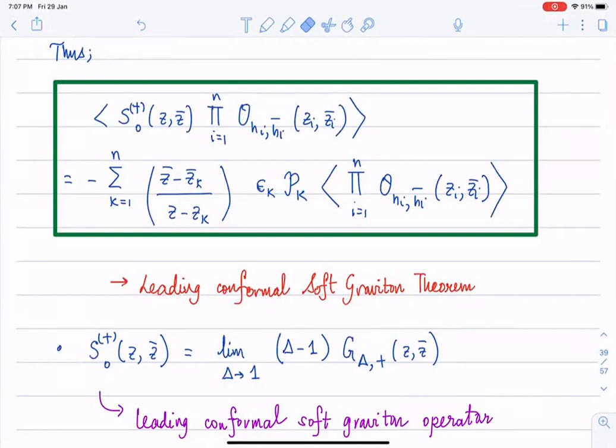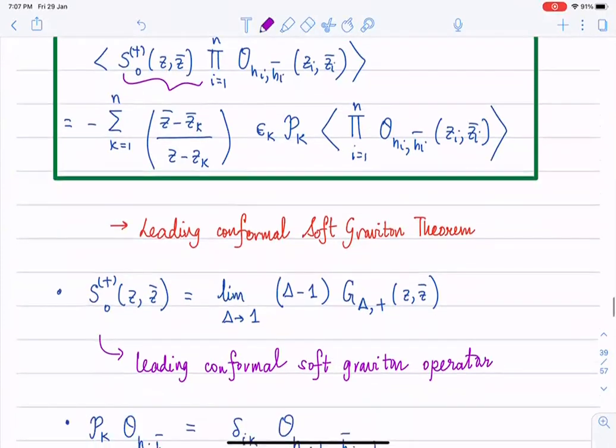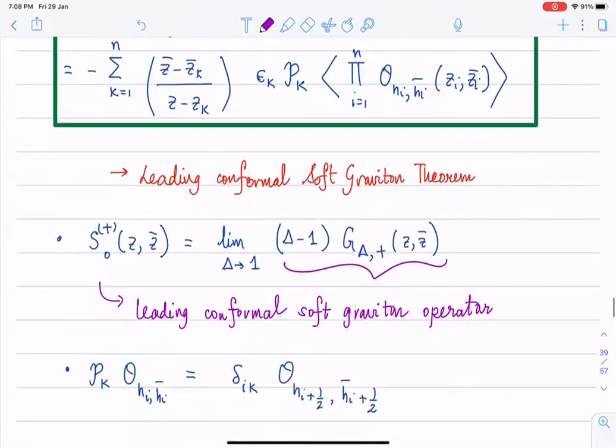Now you may ask, what is this operator S_0? This operator S_0 is the limit of delta goes to 1 of the graviton operator, or in this case a soft graviton operator. Consequently, we can give it a name: we can call this object the leading conformal soft graviton operator.